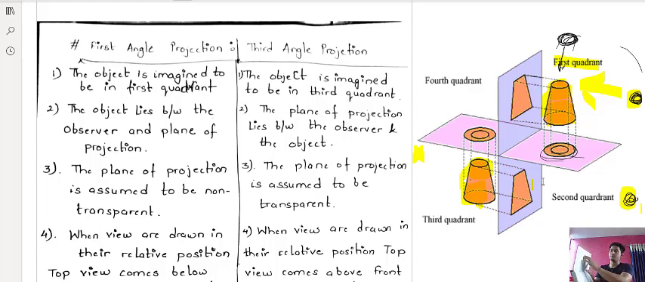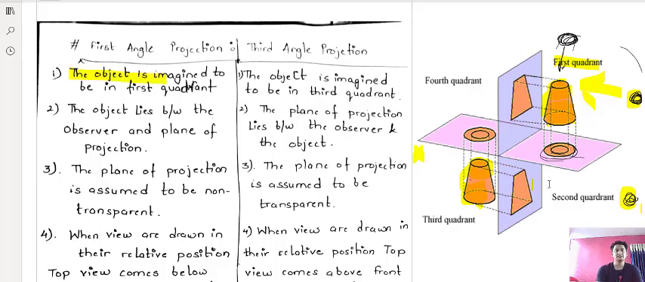So the top view will be on the top, the front view on the bottom, the right hand side view on the right, and the left hand side view on the left. So in this case the views are at their proper places. The left hand side view is drawn on the left hand side and the right hand side view is drawn on the right hand side. I hope the difference is clear. Let us see the difference.